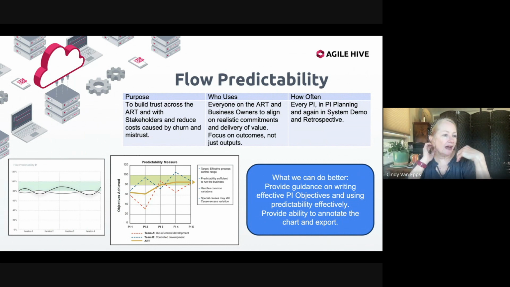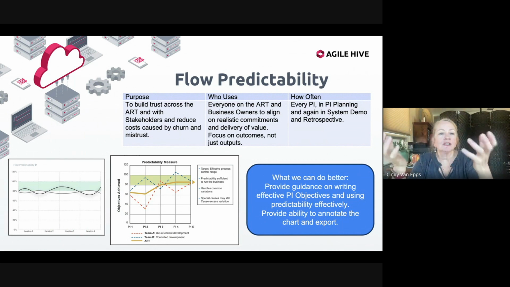We already have in Agile Hive Data Center a representation of the predictability within a PI, within a team for the business value planned and achieved. And I've been working with Daniel on the design. He'll talk about what's up and coming on the reports in Agile Hive Cloud and how we want to represent this. So yeah, we can show you this picture. What can we do better?